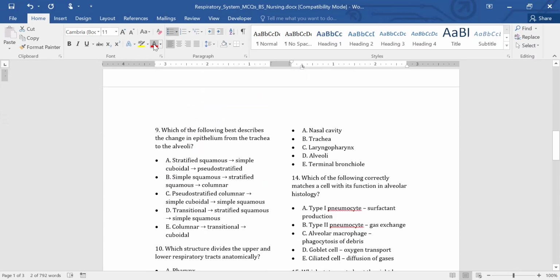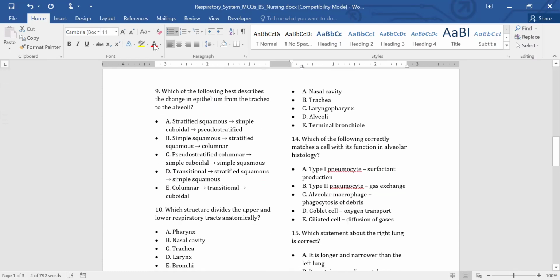Which of the following best describes the changes in the epithelium from trachea to alveoli? In the upper part of the respiratory tract, the epithelium is pseudostratified columnar epithelium, and as we go down, it changes from pseudostratified to simple cuboidal and then simple squamous.